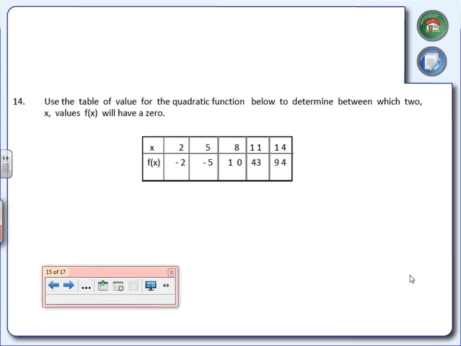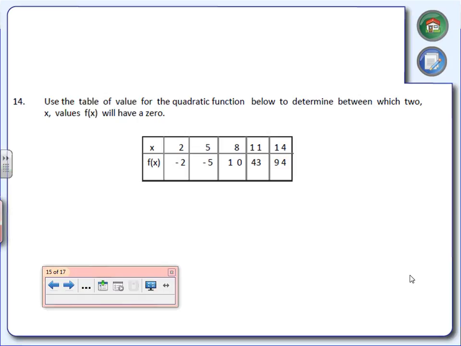Okay, number 14 says use the table of values for the quadratic function below to determine between which two x values f of x will have a 0. So we're going to look at the table, and f of x will have a 0 in there somewhere. The question is, where is it going to fall?